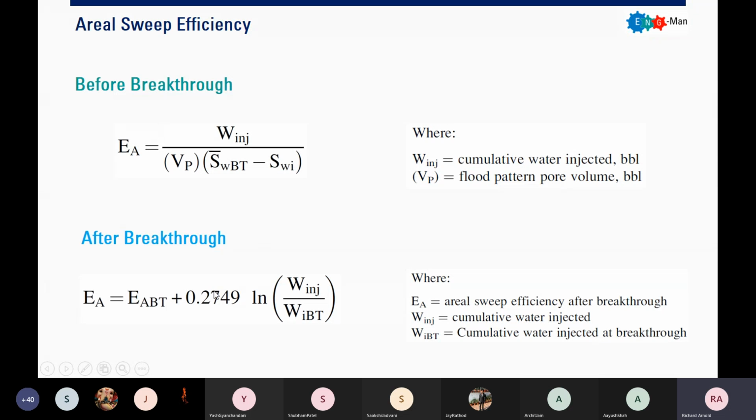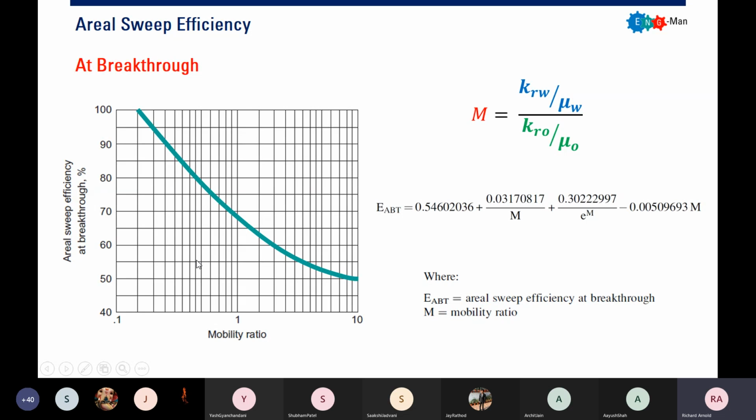But of course, we also need to calculate the areal sweep efficiency at breakthrough time. Okay, you can use this plot to estimate the sweep efficiency at breakthrough time, or you can also use this formula. It's quite easy as well. So you just need to first estimate the mobility ratio, and after that you can apply this calculation to finally arrive at your areal sweep efficiency. All right, so that's easy. Actually, numerically, it is easier than that of displacement efficiency calculation.